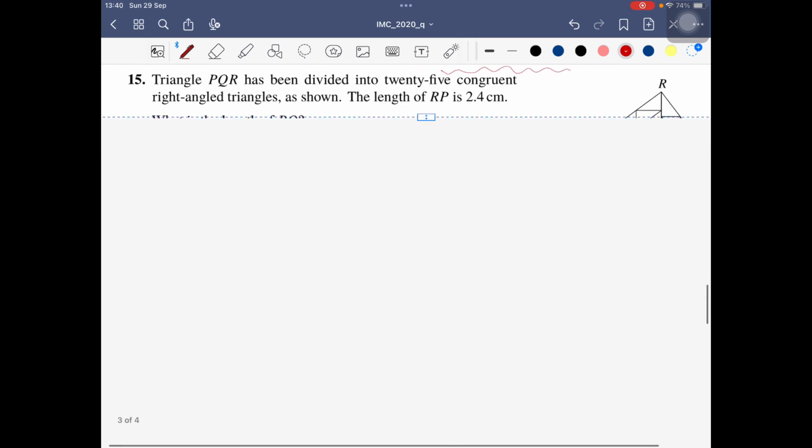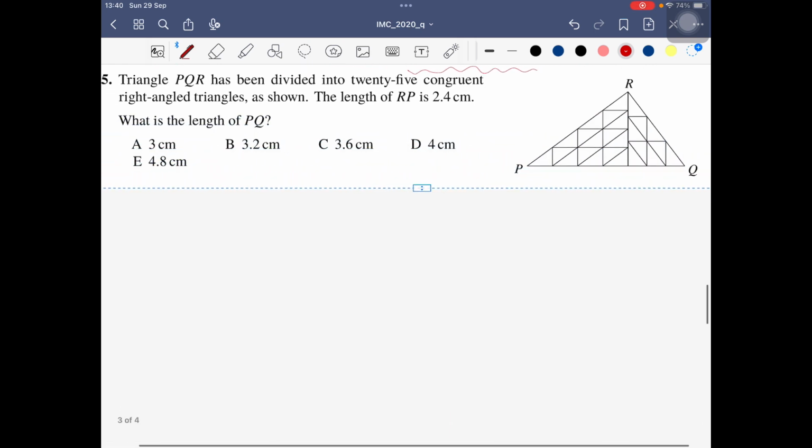Number 15. Triangle PQR has been divided into 25 congruent right angle triangles. Oh, so each one is a right angle. So this and this, when we add them together, is a right angle, 90 degrees. So this and this also form a right angle. It didn't say so, but now it's very clear: PQR is also a right angle triangle.